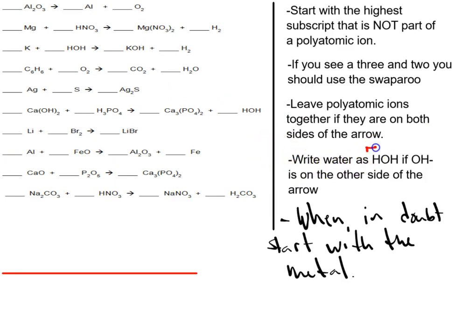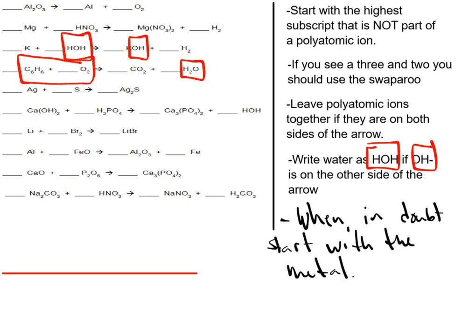Write water as HOH if hydroxide is on the other side of the arrow. So if you look up here, water is right here. It is written as HOH in this problem because over here is hydroxide. But if you look at the problem right down here, water is written as H2O, and that's because hydroxide is not on this other side. This little nugget right here will make a lot of hard problems very easy.